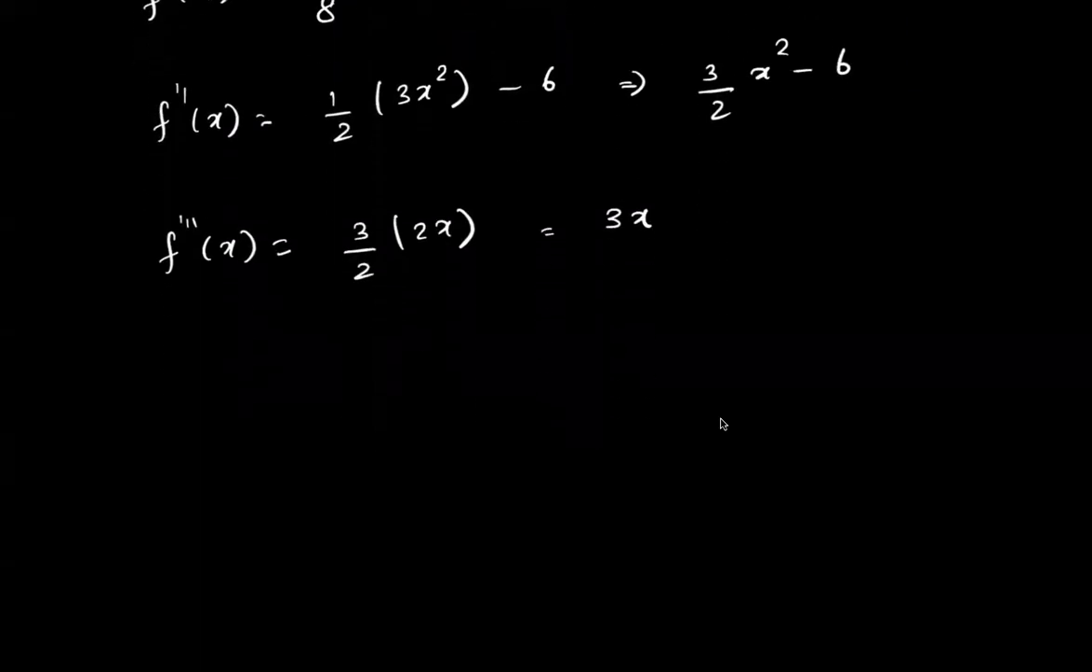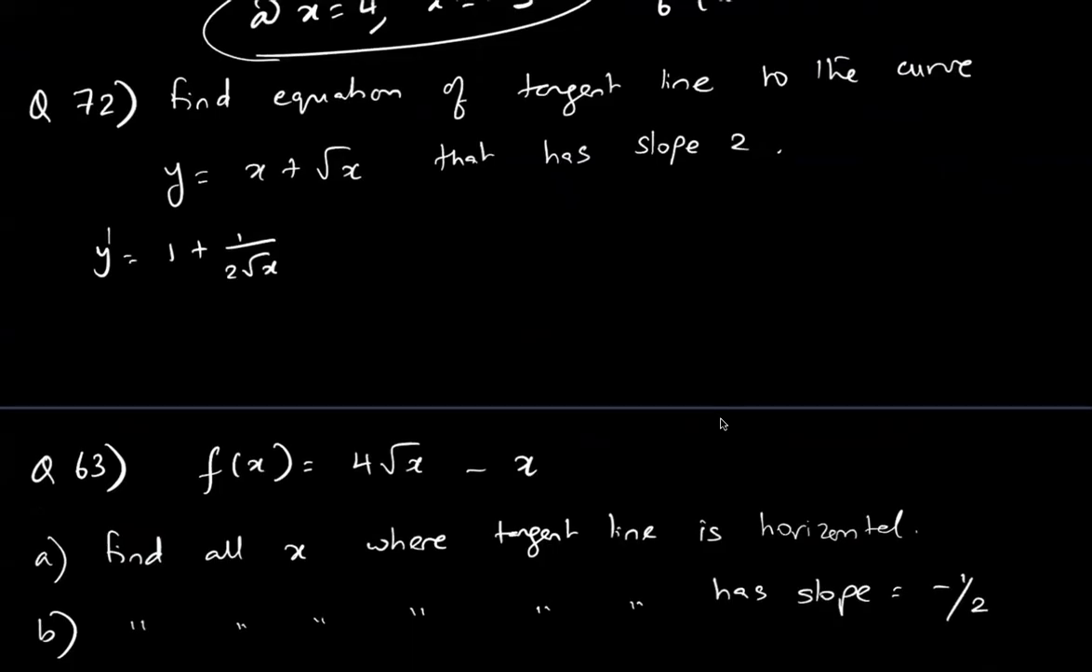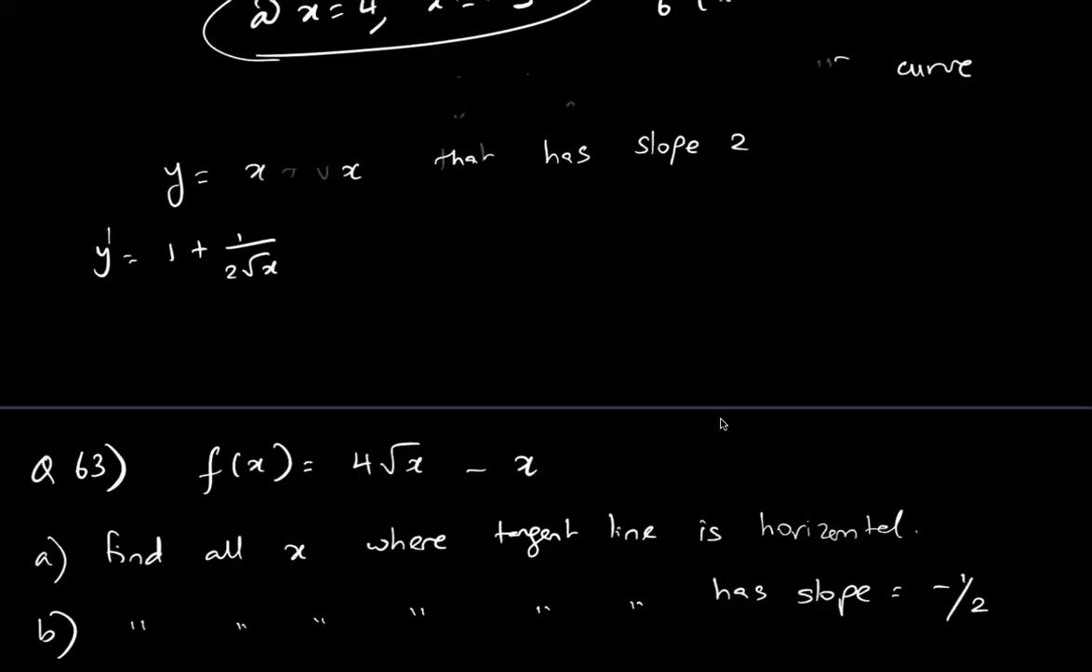Now I'm going to copy question number 72 here and work on it. So 72 is: find the equation of the tangent line to the curve y equals x plus root x that has a slope of 2.